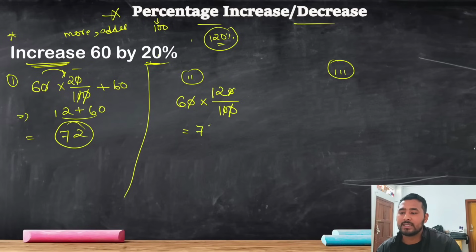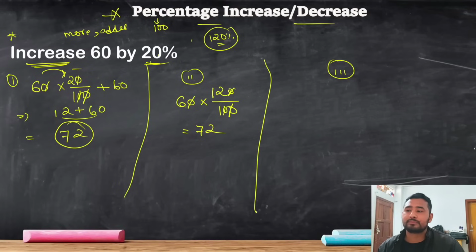Can you see? We're getting 72. Directly, we don't need to convert like this, add with this one. One more thing, very important. This is very important for this population type of question.